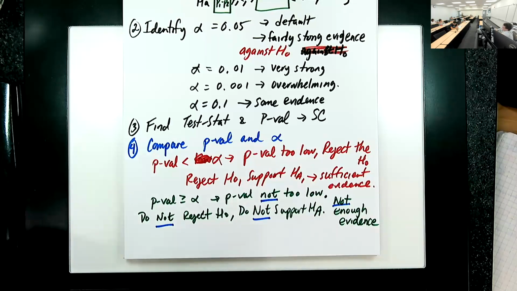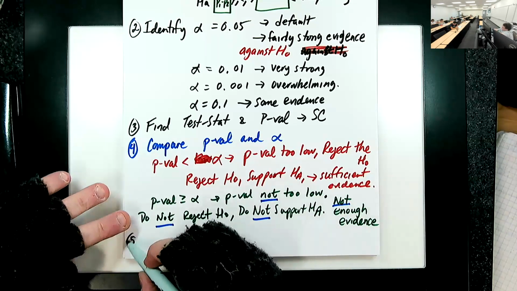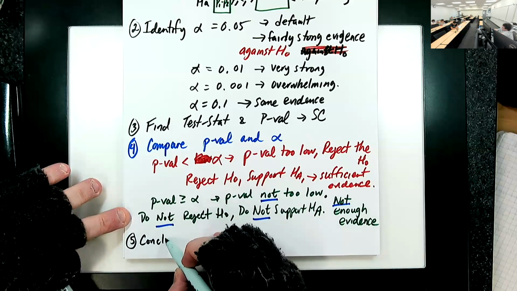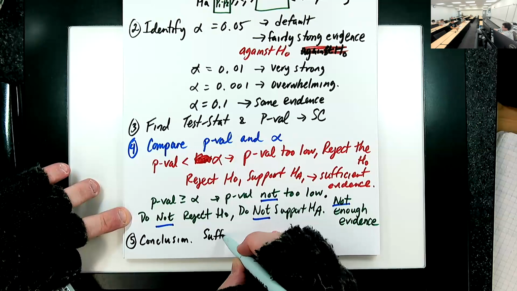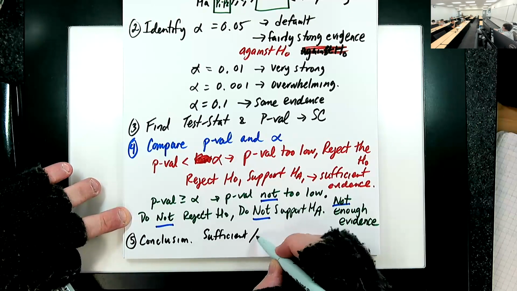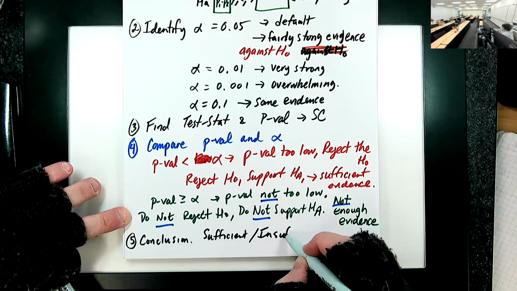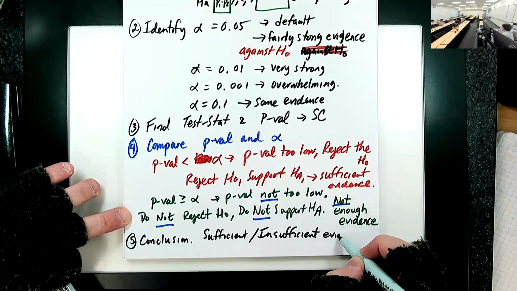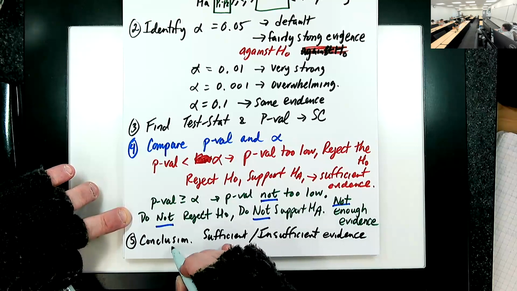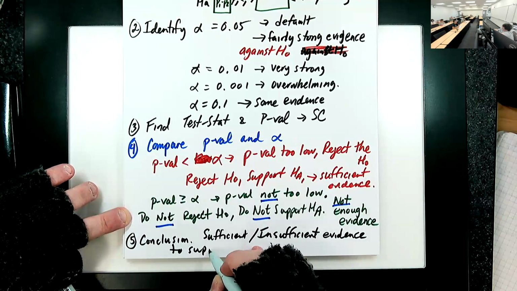Step 5, conclusion. Sufficient or insufficient evidence to support the claim of HA.